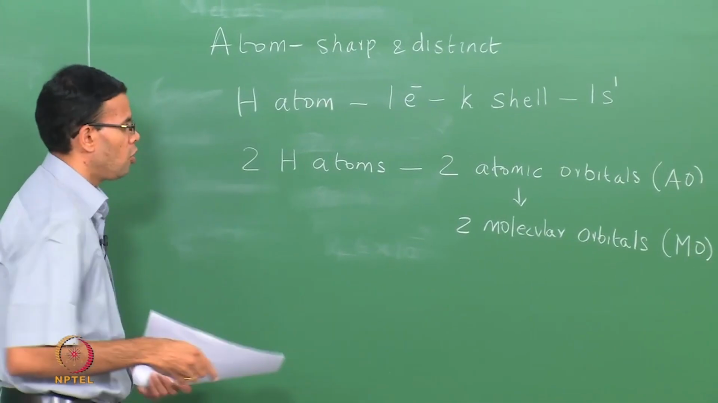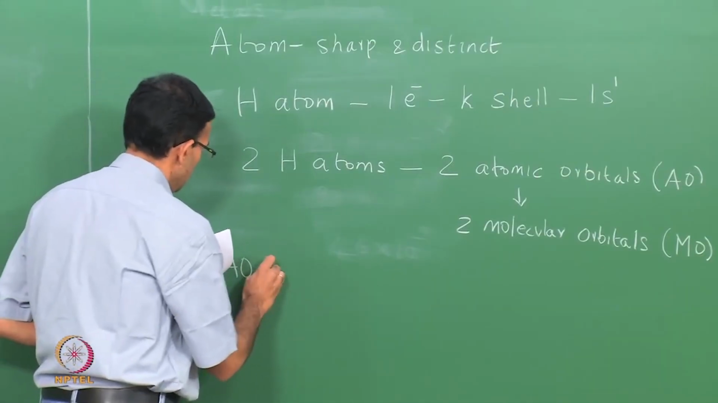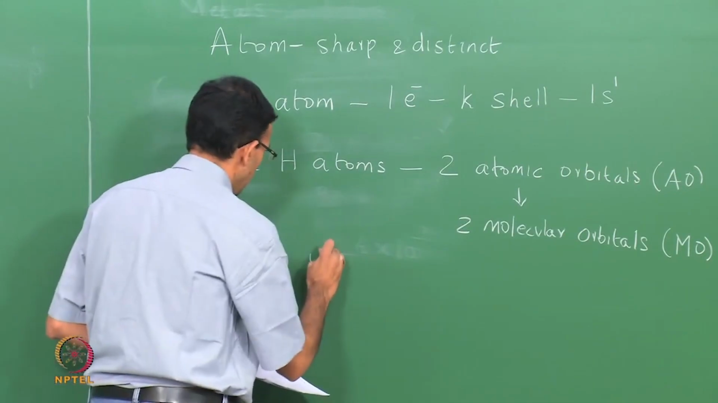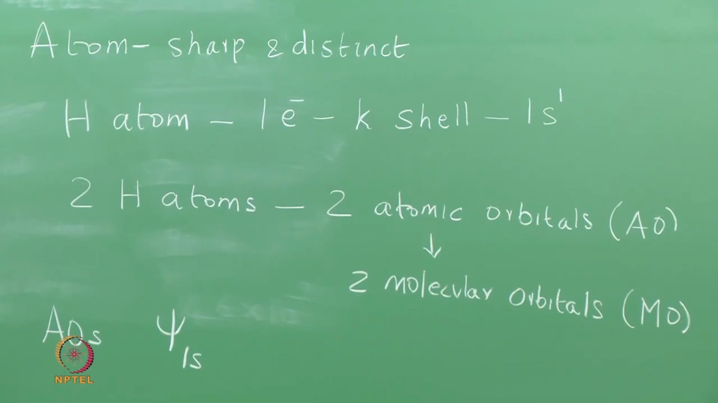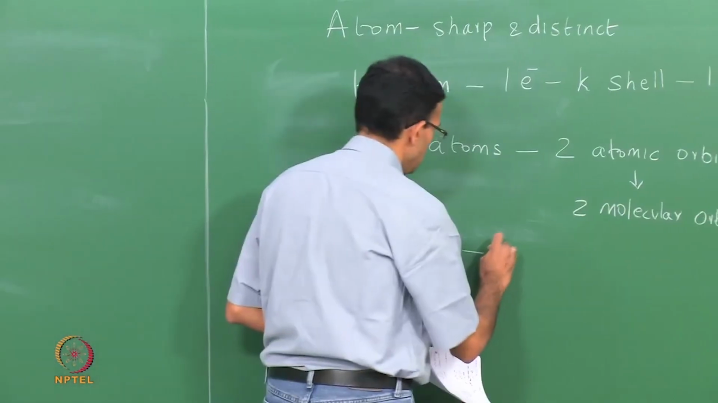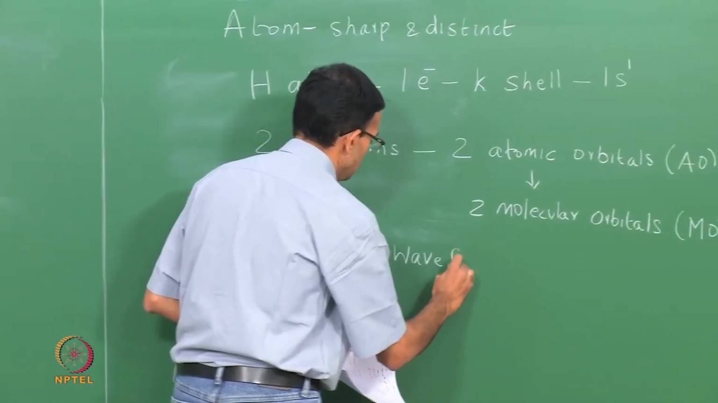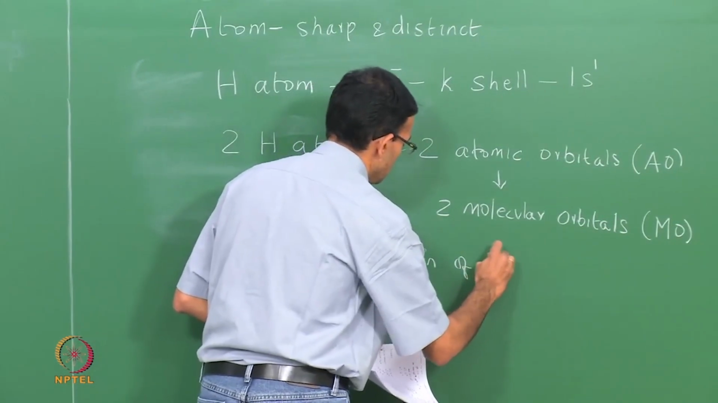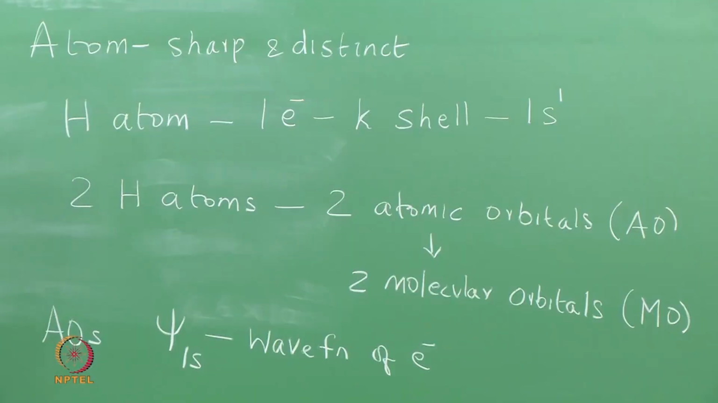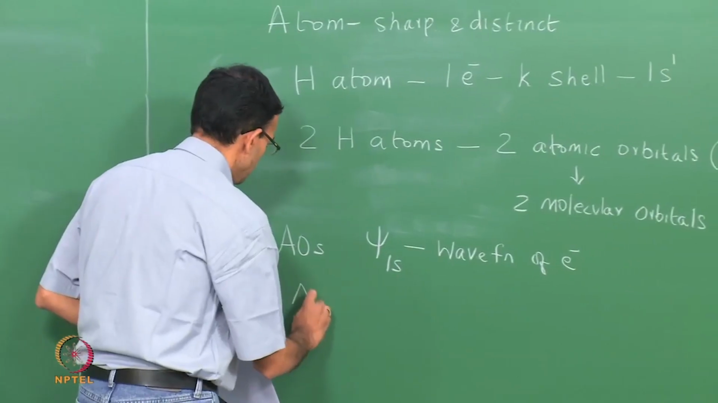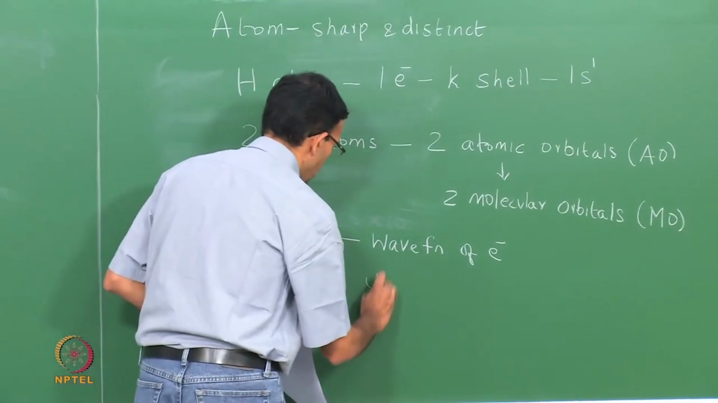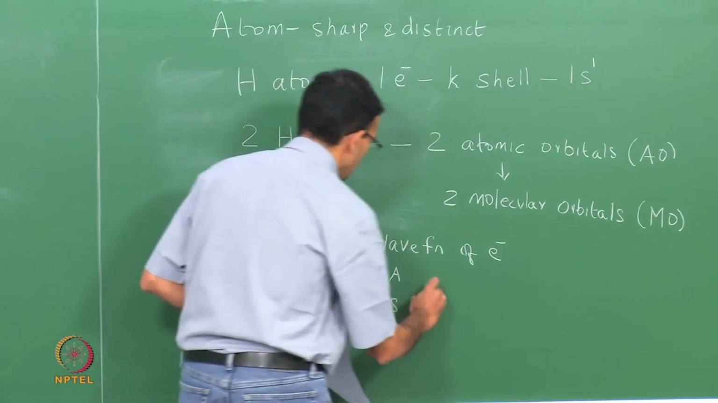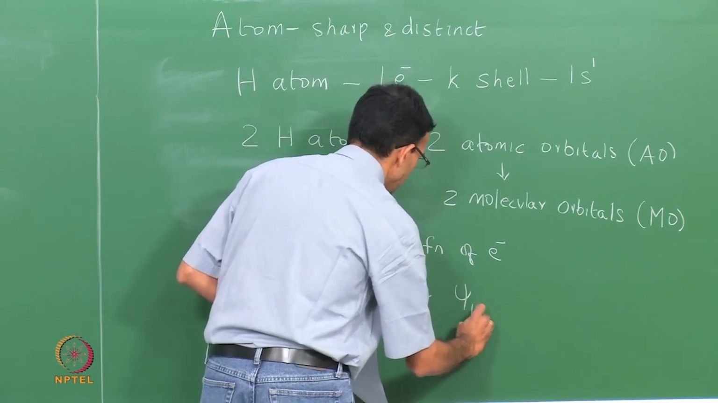Let us denote these atomic orbitals by the symbol psi of 1s. 1s refers to the fact that you have the electron in the 1s shell. In quantum mechanics, psi represents the wave function of the electron. If you have 2 hydrogen atoms A and B, you will have 2 atomic orbitals. Let us call them psi 1s A and psi 1s B.